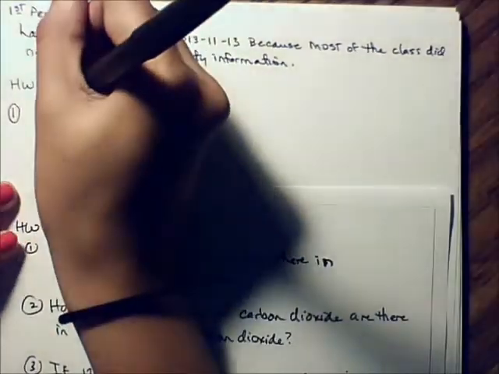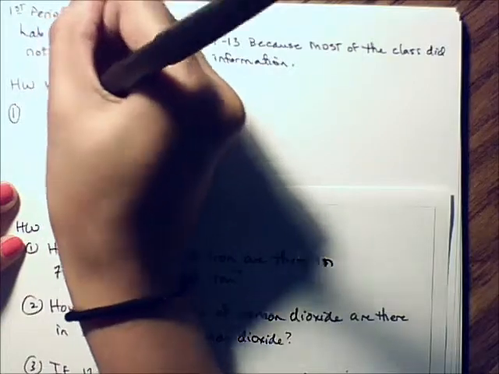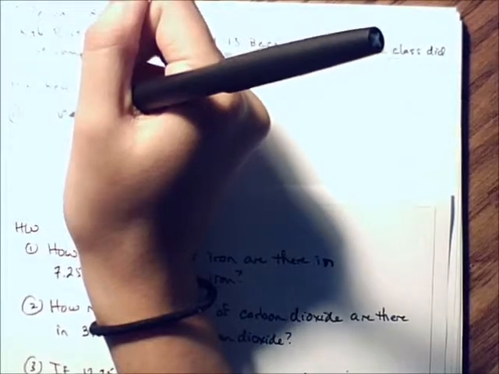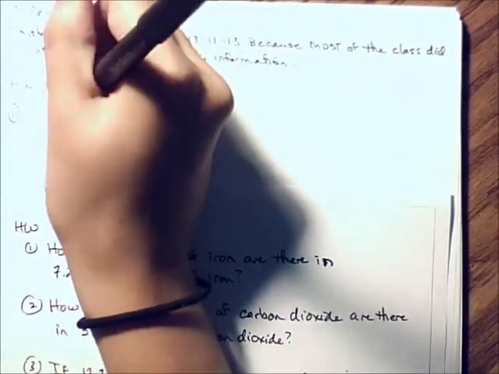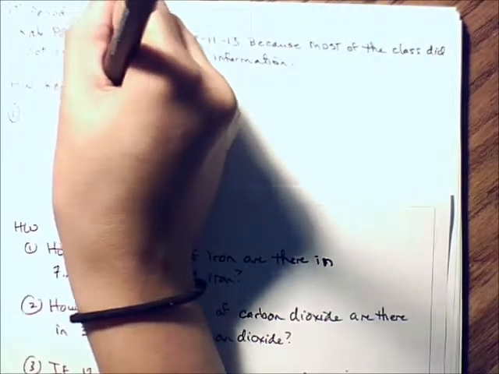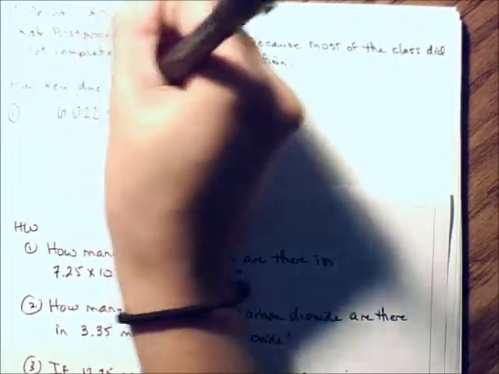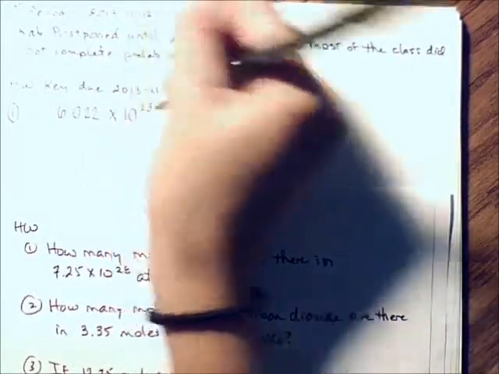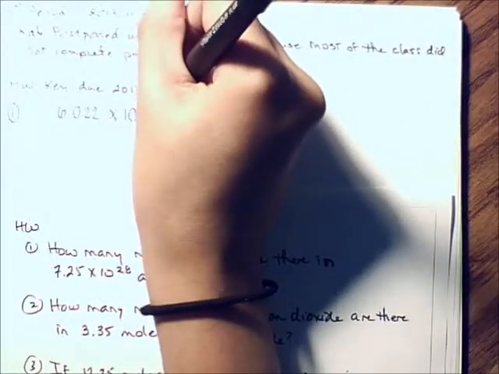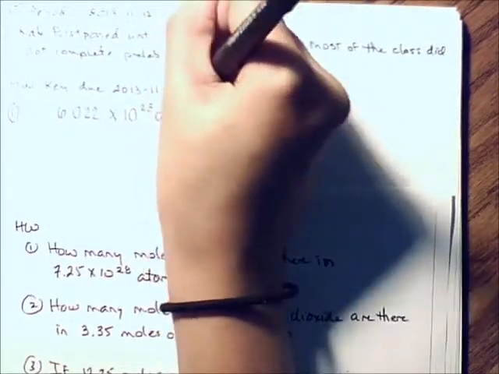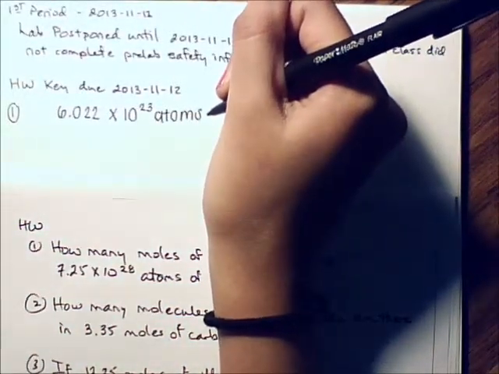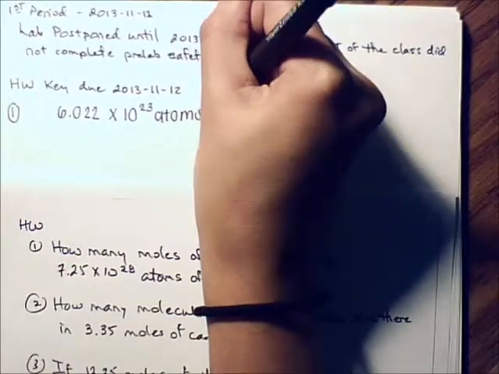6.022 times 10 to the 23rd of anything. So you want me to do 6.22 times 10 to the 23rd? 6.022. That's Avogadro's number. Atoms. That's the any. Atoms is the any. The thing is iron. Atoms. Iron. Fe is the symbol for iron.